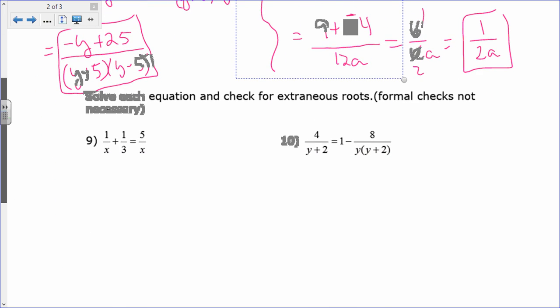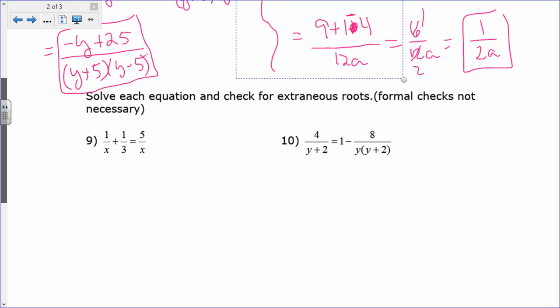All right, now we're on to solving. We're going to solve and check each equation for extraneous roots. Formal checks are not necessary, so that means just do a mental check. Make sure that you don't have to reject an answer.